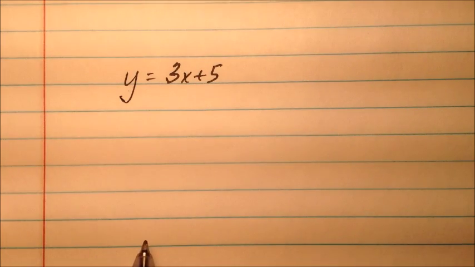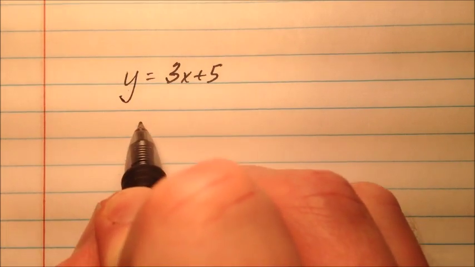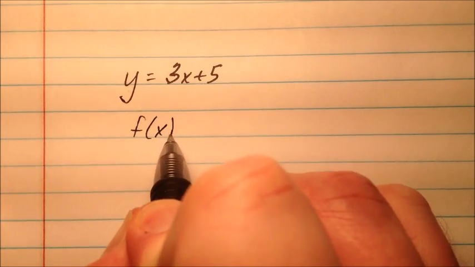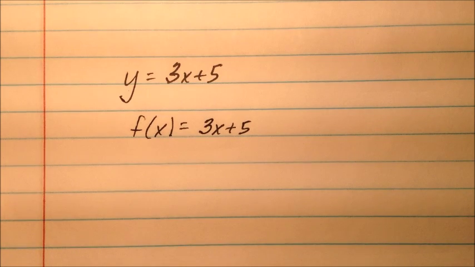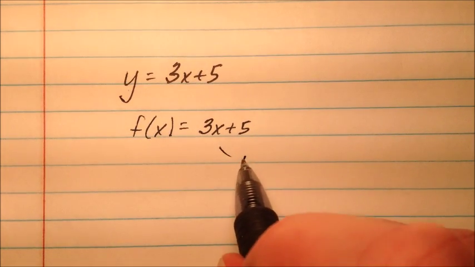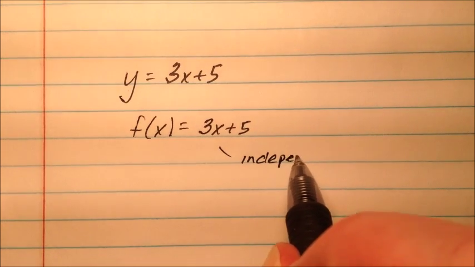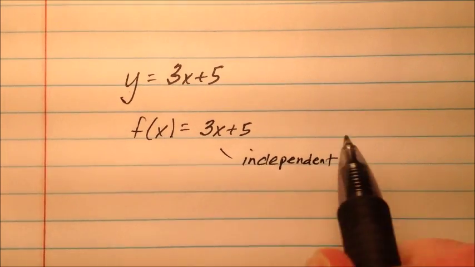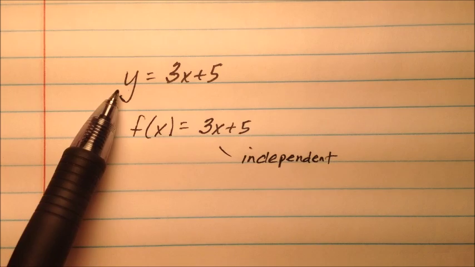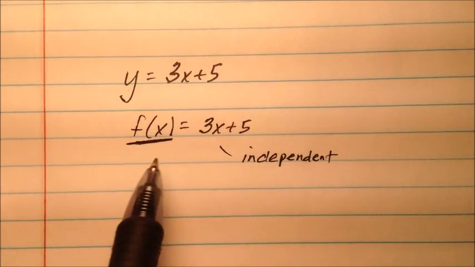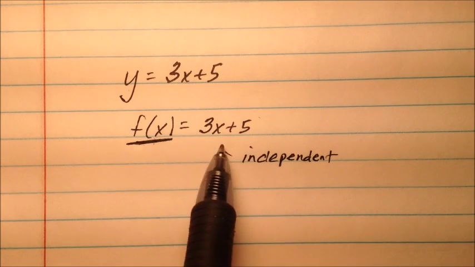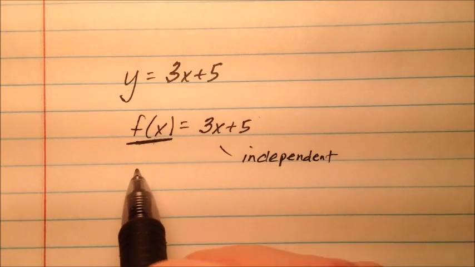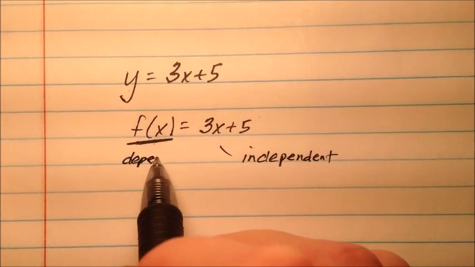So to be in function notation, we're going to take this y and we're going to exchange it for f of x. And my right side is going to stay the same. So we're going to say f of x equals 3x plus 5, where x is still my independent variable. And now, instead of having y as my dependent variable, I have this f of x, or whatever this expression turns out to be whenever I substitute a value for x, that's going to be my dependent variable.